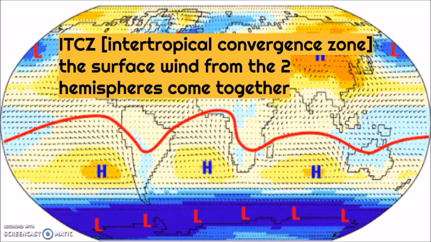The first example is the ITCZ, or the Intertropical Convergence Zone, which is where the surface winds from the 2 hemispheres, the top half of the Earth and the bottom half, the north and the south, are going to meet. This area of low pressure is near the equator and has a tropical climate, which means it's going to be hot, humid, with little wind, and a lot of rain.